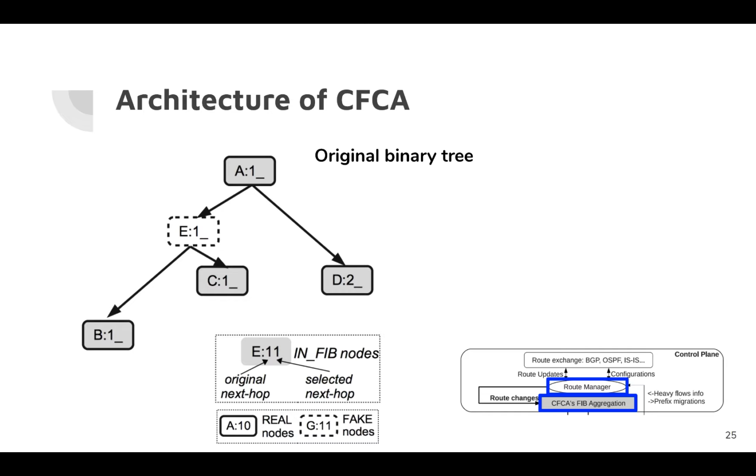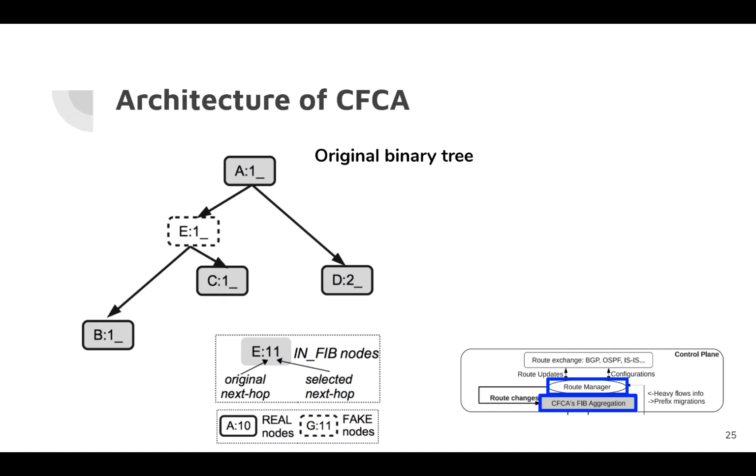Initially, CFCA builds the binary prefix tree from the prefixes received by BGP. On this graph, the solid nodes are the nodes derived from the original routing table. The dashed nodes are the fake nodes. They are auxiliary nodes in this binary prefix tree. The gray nodes are the nodes that are considered to be in the routing table. Obviously, at the very beginning, the gray nodes are also the solid nodes because they are derived from the original routing table. Each node contains a label, a name. Also, it contains an original next hop and the next hop obtained after the aggregation process.